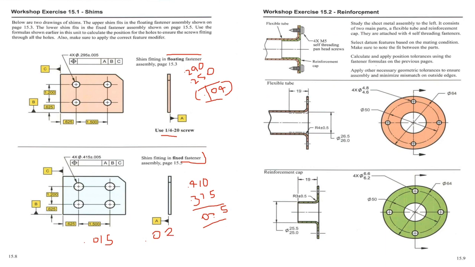And then here in this reinforcement exercise, the first one is the flexible tube, and the second is the reinforcement cap. We constrain this flexible tube with this M5 self-tapping screw. So it's a case of a fixed fastener, and this flexible tube comes in the restrained condition after this reinforcement cap. Before that, we have to consider the free state modifier.